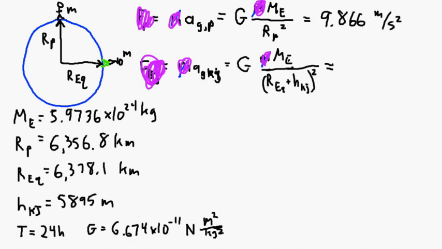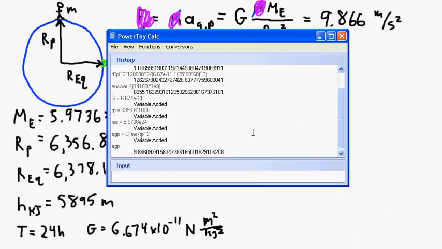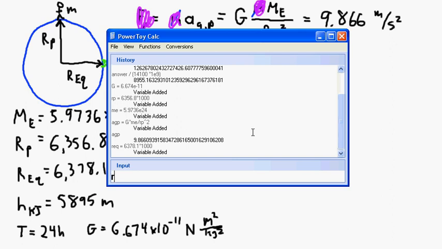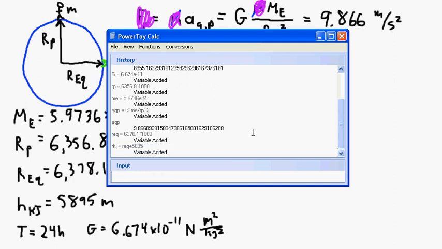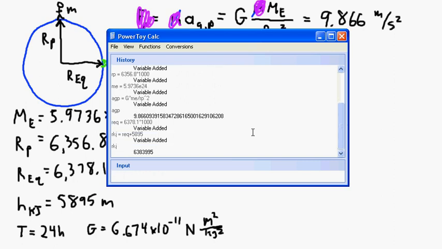Okay, so let's do it at the top of Mount Kilimanjaro. I'm going to define REQ just like RP. We're going to take 6378.1 times 1,000. This is going to be REQ. And then R at the top of Kilimanjaro is equal to REQ plus 5,895 meters. So now RKJ is that many meters.